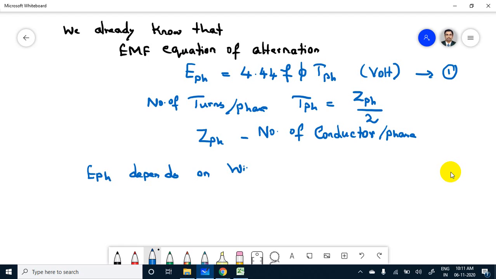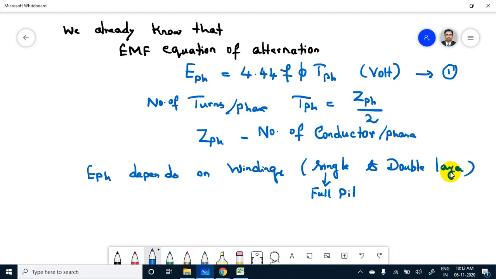windings. It depends on windings, because the windings are classified into two types: single layer and double layer winding. In both single and double layer, it mainly depends upon the full pitch and short pitch winding, because these are the factors. Short pitch winding in armature terms.